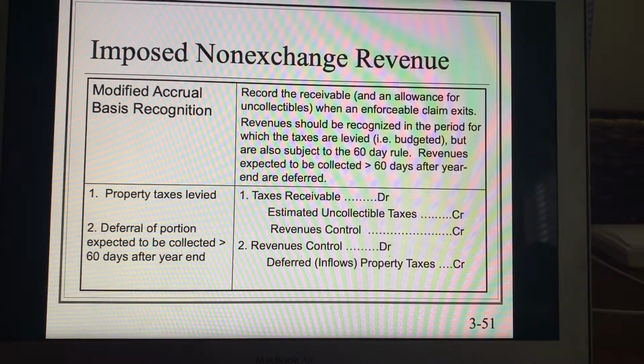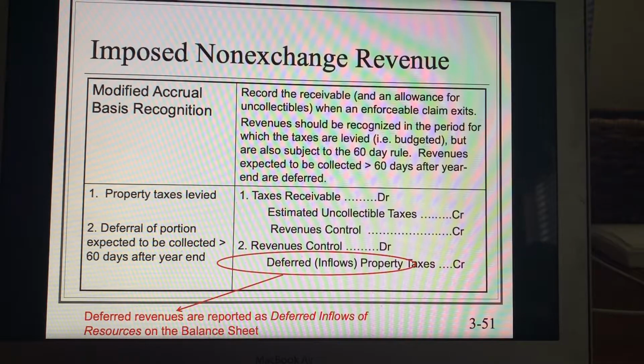So deferred inflows, property tax. We're deferring it and we're creating a credit. Okay, so deferred revenues are reported as deferred inflows of resources on the balance sheet.